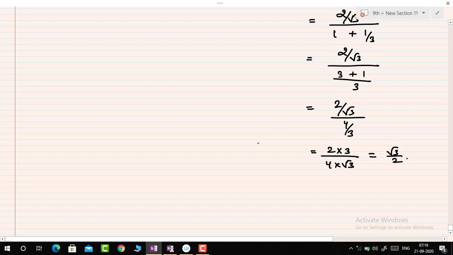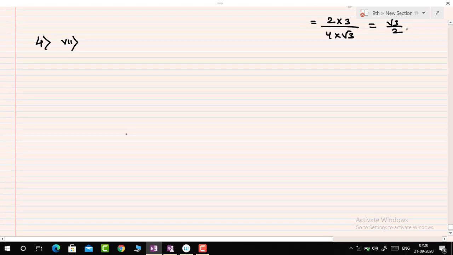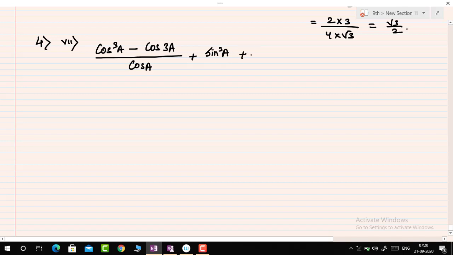Similarly, I'll prove question number 4, subpart 7 of exercise 23b. So in this question, cos cube A minus cos 3A upon cos A plus sin cube A plus sin 3A upon sin A, and we need to equate it to 3. So we will solve the LHS.